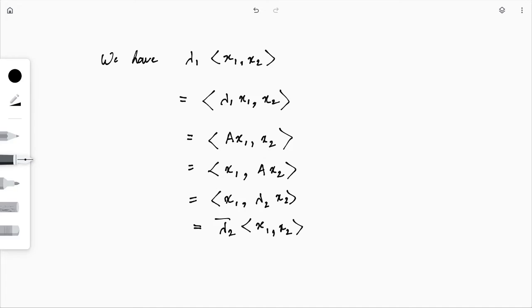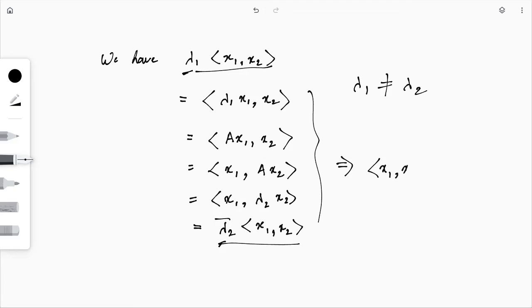Now this lambda 1 and lambda 2 are completely distinct, right? So there is no possibility that lambda 1 and lambda 2 can be equal, because here we are considering lambda 2 conjugate also, but they cannot be equal because lambda 1 and lambda 2 are not equal. So if this has to be satisfied, that is lambda 1 inner product x1 x2 is equal to lambda 2 bar inner product x1 x2, then the only possibility is inner product x1 x2 equal to 0, that is x1 is orthogonal to x2.